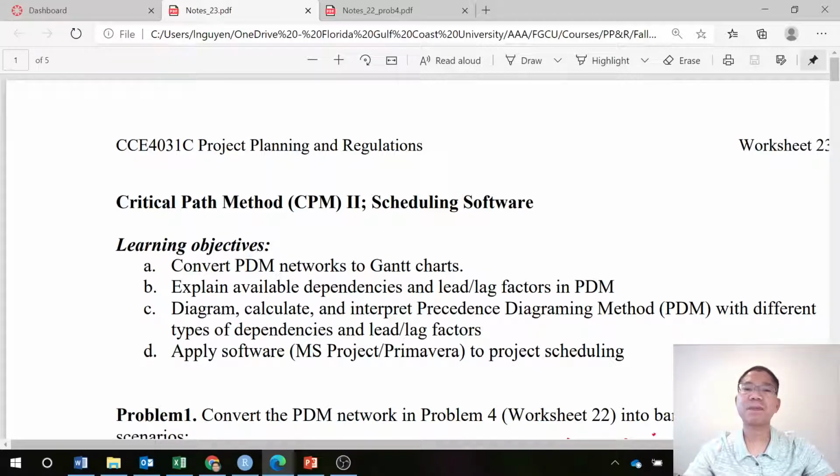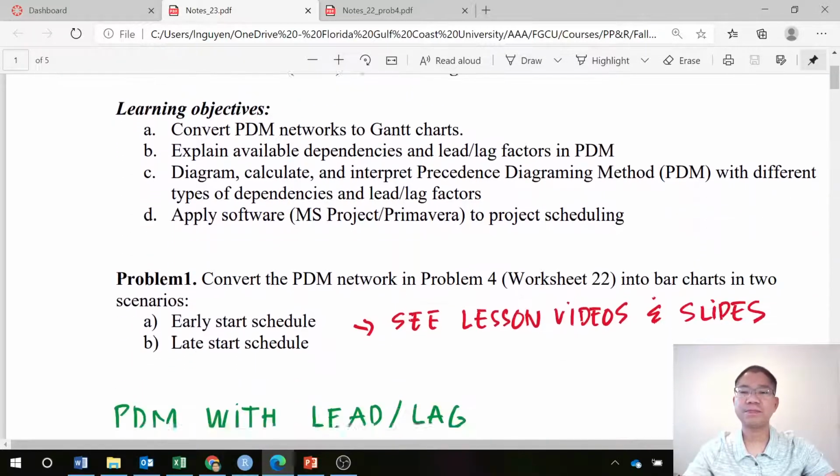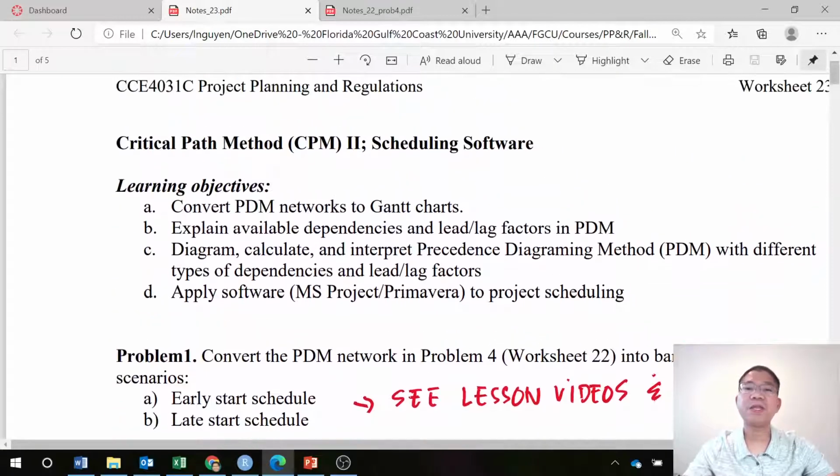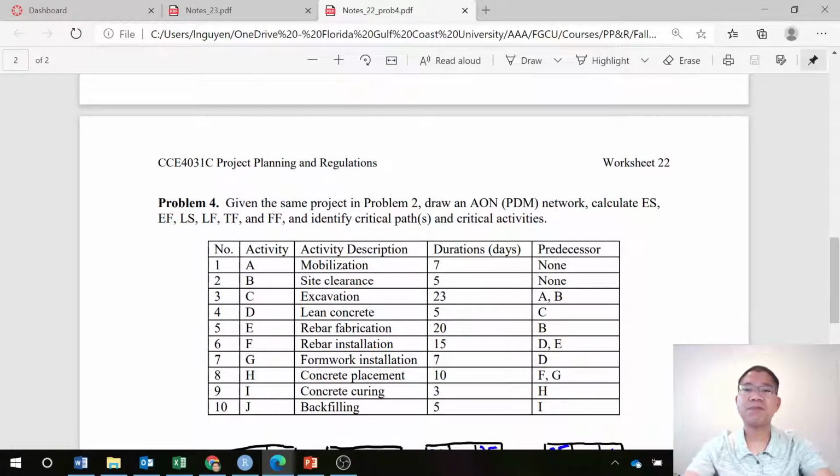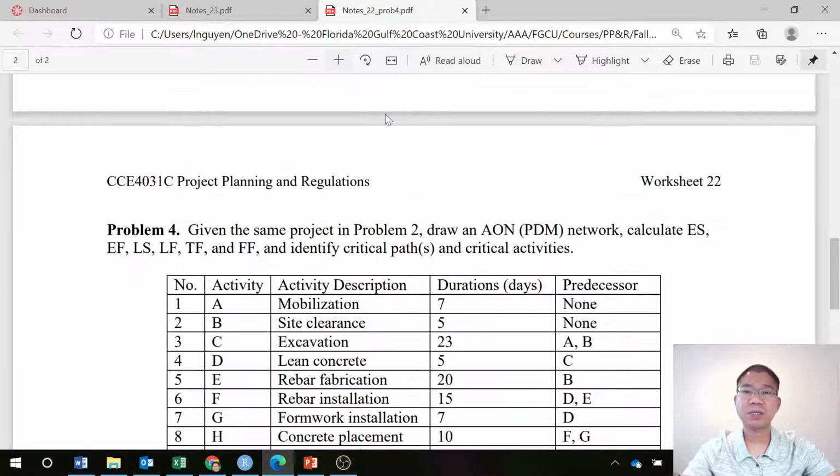We have to convert the PDM networks to a Gantt chart. So that is problem 1 in here. Convert the PDM network in problem 4, the previous lesson, worksheet 22, into the bar charts for the two scenarios, early start schedule and late start schedule. So what is that problem? Go back to the previous problems, that is problem 4. Given the same project information in problem 2, draw the PDM network, calculate early start, early finish, late start, late finish, total float and free float, and identify critical paths and critical activities for this one.